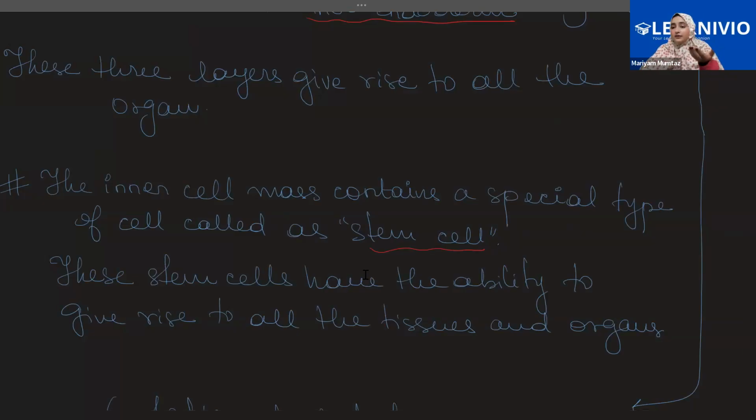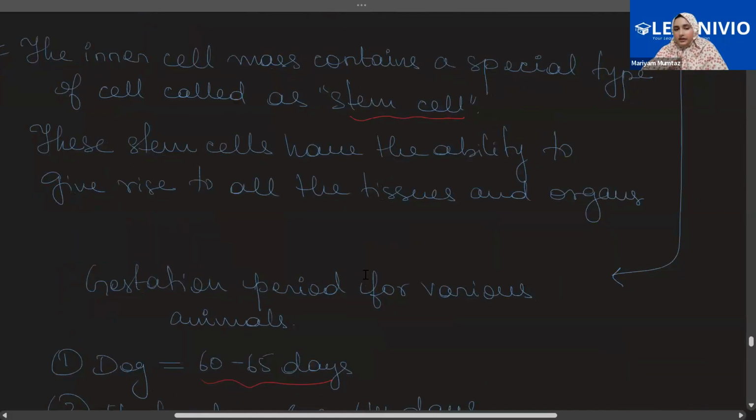Now, the inner cell mass contains a special type of cell, which is called the stem cell. You people might have heard about stem cell preservation. So this stem cell has the property to give rise to all the types of tissues and organs whenever need be.